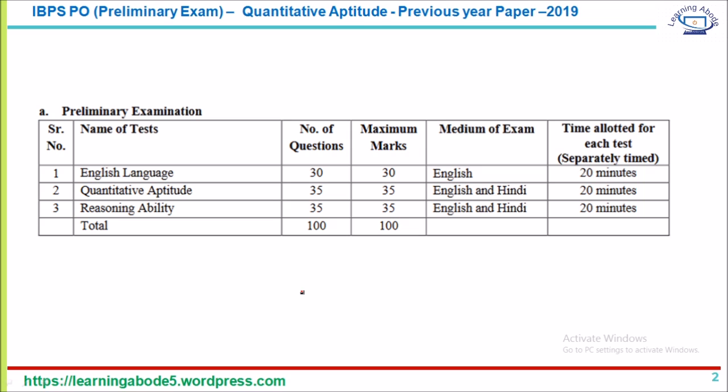And for every wrong answer there is a negative mark of 0.25. Okay, so please remember there's a negative mark of 0.25, and there are 30 English language questions, 35 quantitative aptitude questions, and 35 reasoning questions. In this video I'll be solving the 35 quantitative aptitude questions of the previous year. Now, the reasoning ability video, you can find the link to that video in the description below.